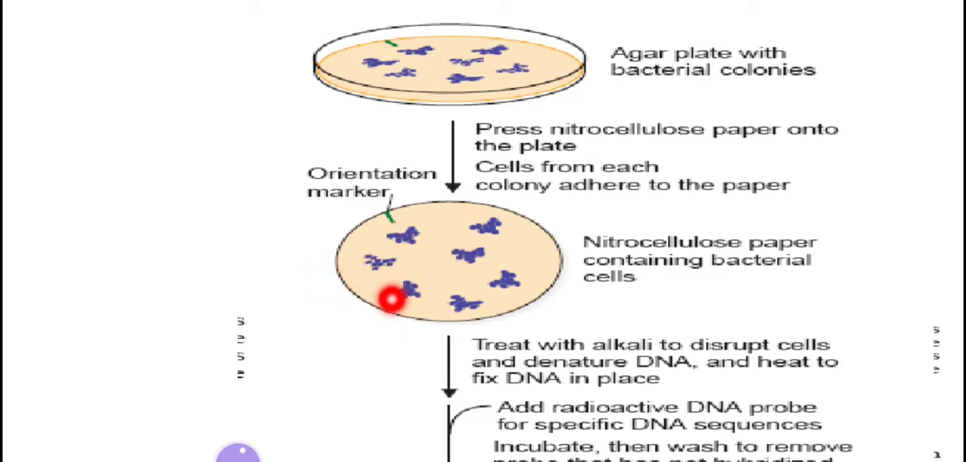We press this nitrocellulose paper onto the plate, and cells from each colony adhere to this paper. This is the orientation marker, so that after the end of the experiment we can identify which colonies these bacterial colonies were originally from.